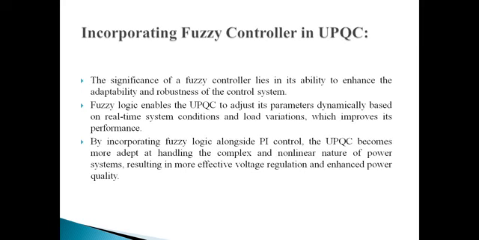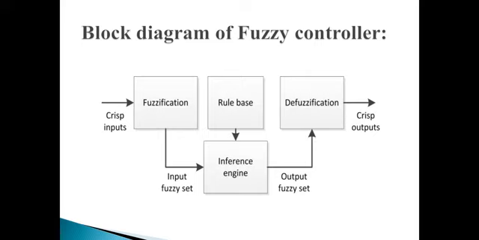The significance of fuzzy controller lies in its ability to enhance the adaptability and robustness of the control system, and it can enable the UPQC to adjust its parameters dynamically based on real-time situations and load variations, and thus it can improve its performance. By incorporating fuzzy logic alongside the PI controller, UPQC becomes more adept at handling the complex and nonlinear nature of power systems, and thus effective voltage regulation can happen and power quality can be enhanced. This is the block diagram of fuzzy logic controller.